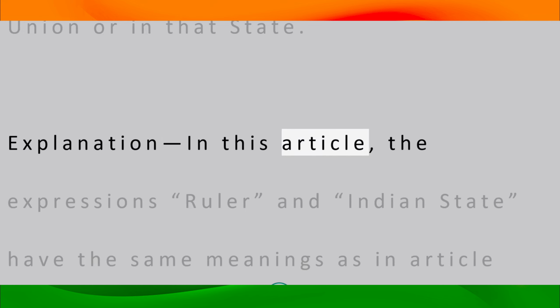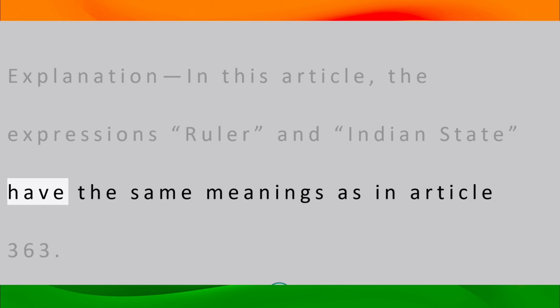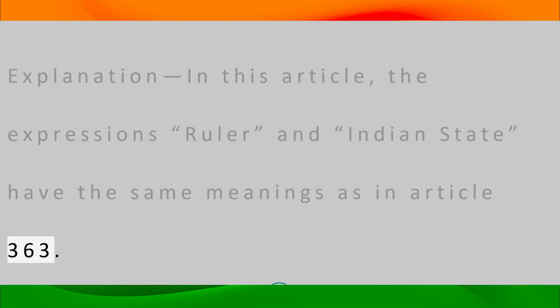Explanation. In this article, the expressions ruler and Indian state have the same meanings as in Article 363.